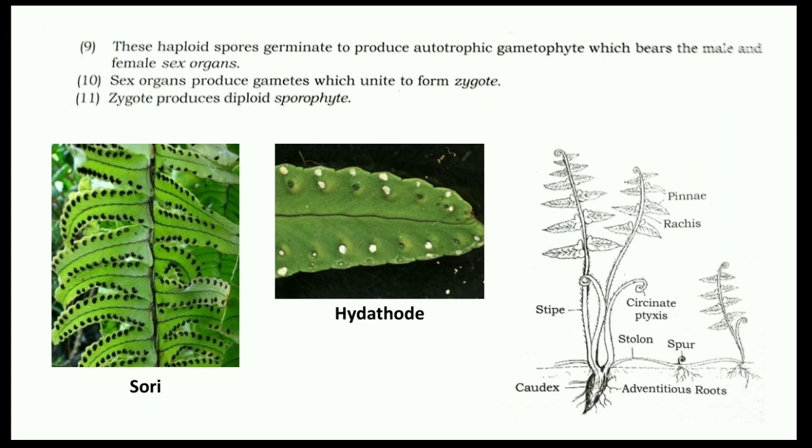This haploid plant body will further bear male and female sex organs. And these male and female sex organs will produce male and female gametes, which will fertilize together to form a diploid zygote. And this diploid zygote will further produce the diploid sporophyte plant. Okay, so here again the cycle will continue.